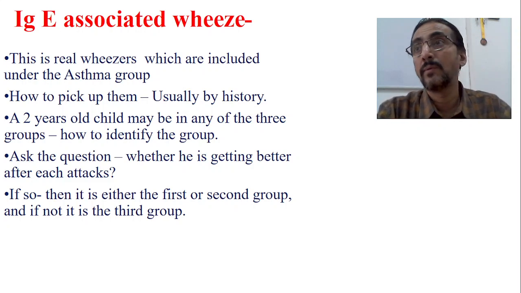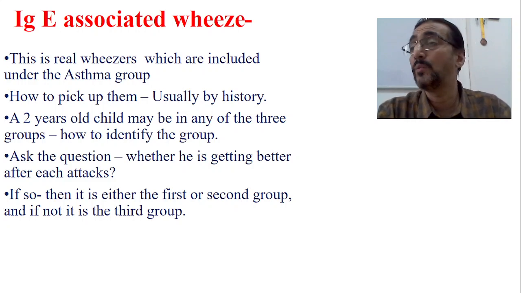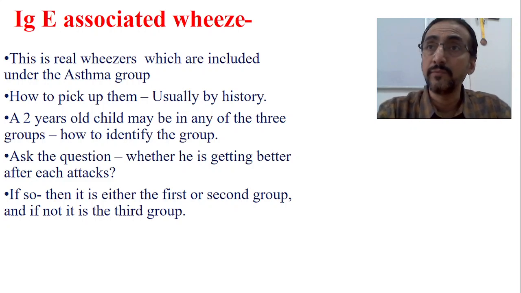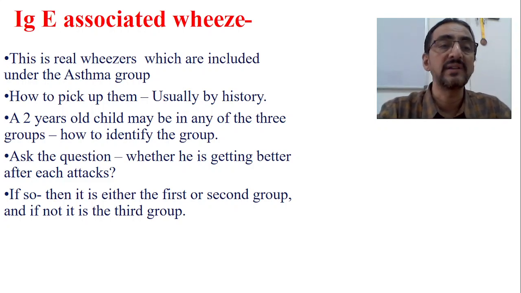Usually we will find a strong family history, or some other allergic history will be seen. Now how to pick them? For example, a 2-year-old comes to you with a complaint of wheezing. It may be an early transient wheezer, it may be an atopic wheezer, or it may be an IDE associated wheezer. Now how will you differentiate?